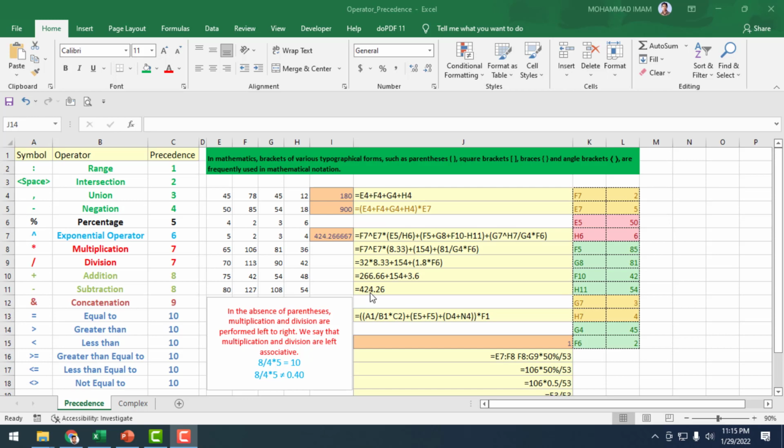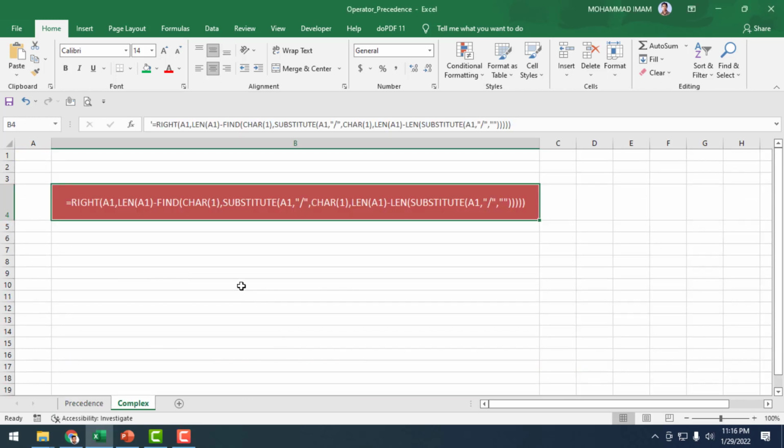So these are the lessons. We have just introduced operator precedence. In the next lesson I will show how to use critical formulas easily. So this is the formula. In the next lesson I will show you how you can easily use it.